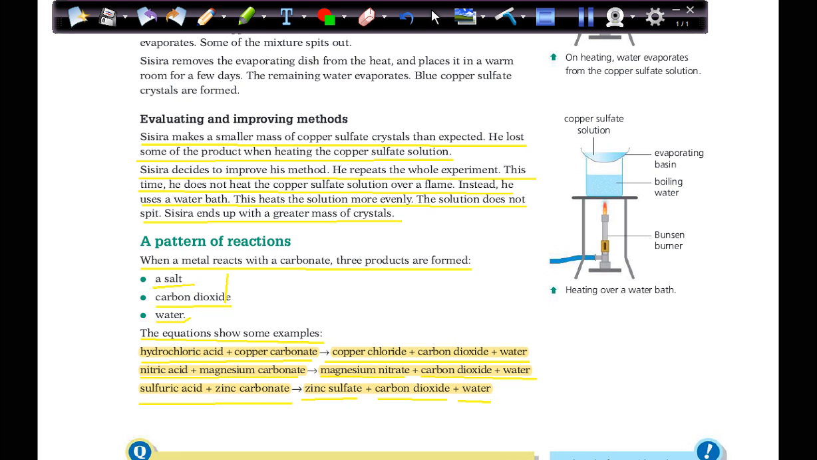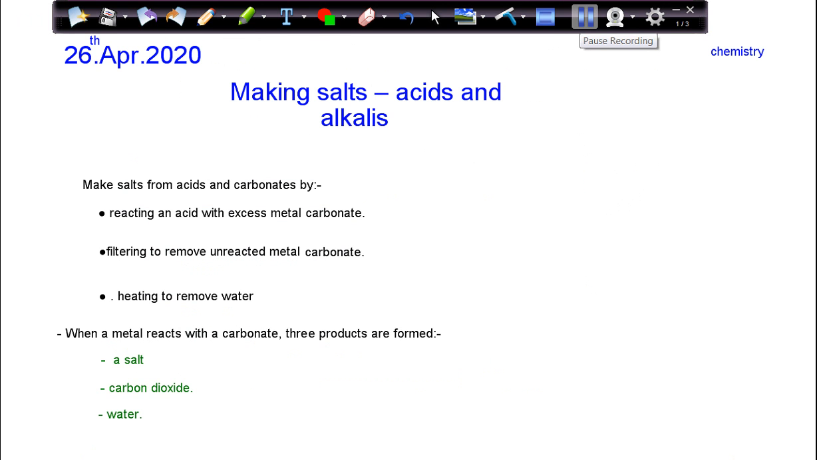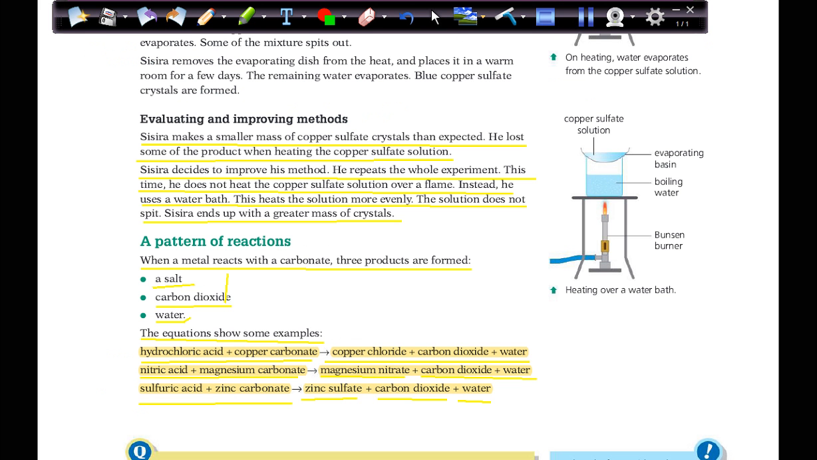So now let's go to the summary of the lesson. Making salts, acids, and alkalis. Make salts from acids and carbonates by first reacting an acid with excess metal carbonate, filter to remove unreacted metal carbonate, and then heat to remove the water to get the crystals. When a metal reacts with a carbonate, three products are formed: salt, carbon dioxide, and water. So this was all about making salts using acids with carbonates.